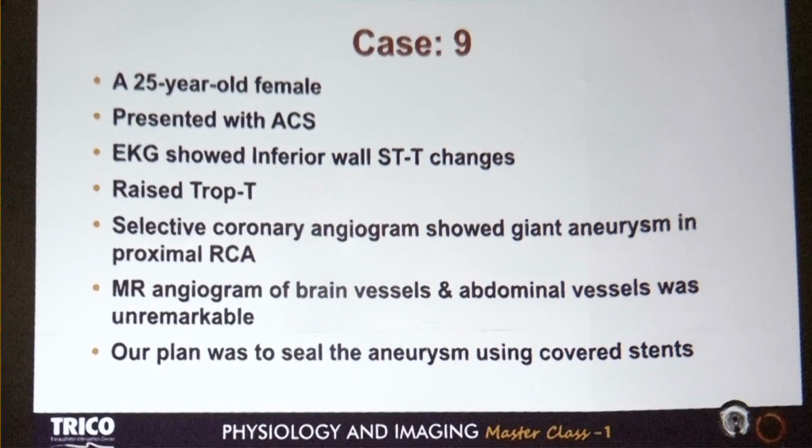Now I think this case has already been published in JACC case report. She's a 25-year-old female presented with ACS, inferior wall ST-T changes, raised troponin, giant aneurysm in proximal right coronary. Because it was a giant aneurysm, we did a good workup of this case by doing MR angiogram of brain and abdominal vessels to rule out aneurysmal sites in the other vasculature. Everything was unremarkable, and the plan was to seal the aneurysm using covered stents. But this was the picture, scary.